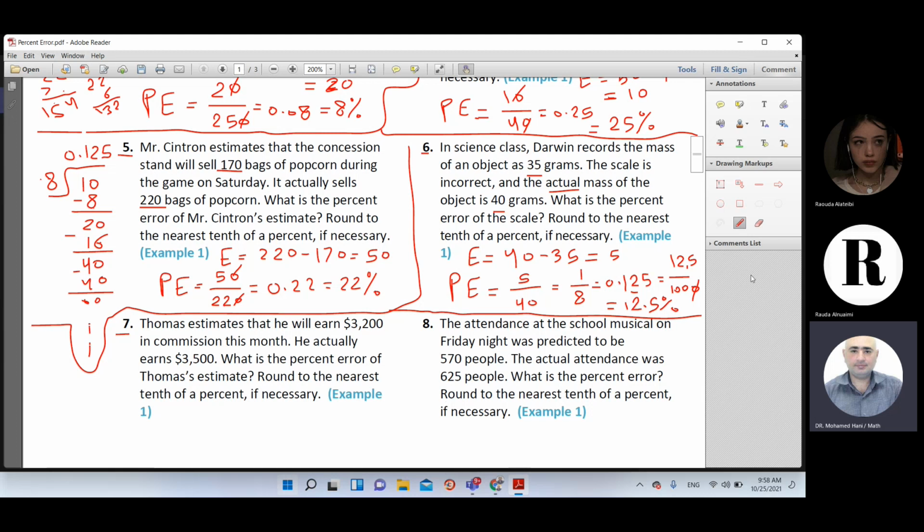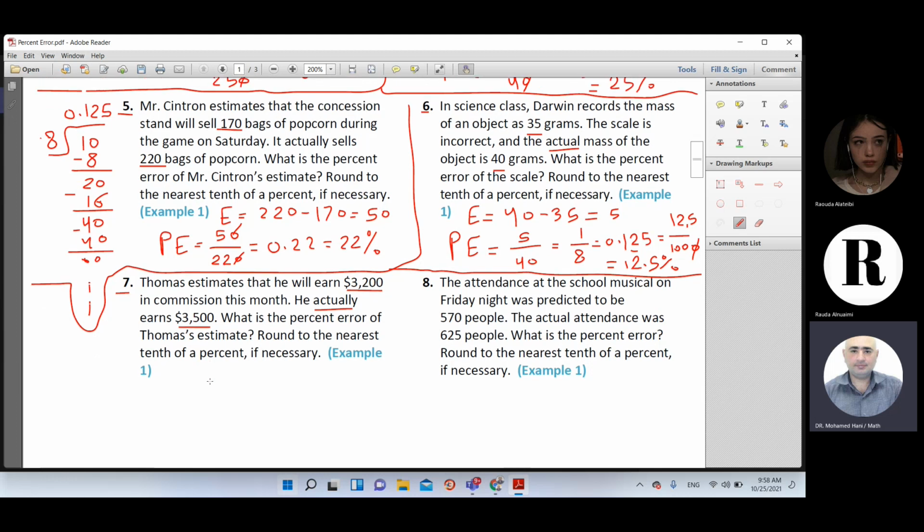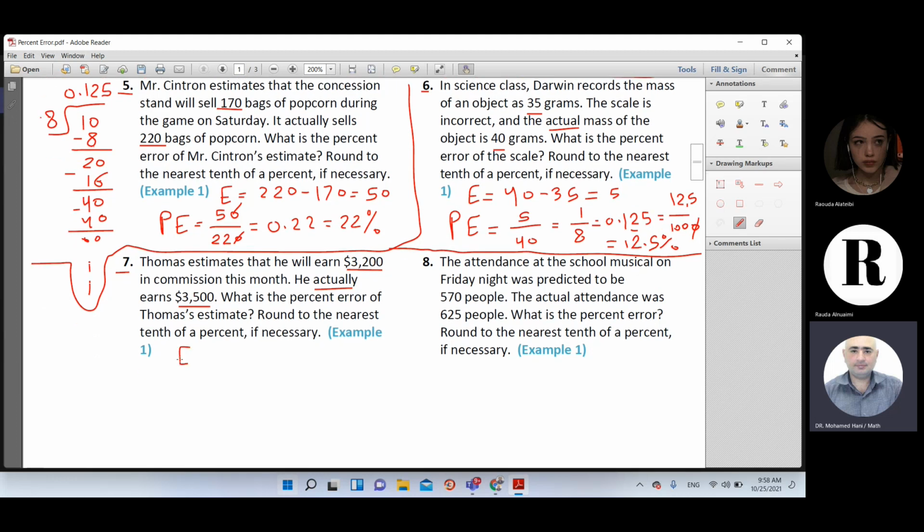Thank you, Alia. So as you see here, we have two values, 3,200 and 3,500. But the second number is said before this value, actually, means this is more real. So at the first, we want to find the error. 3,500 minus 3,200. So it will be 300.